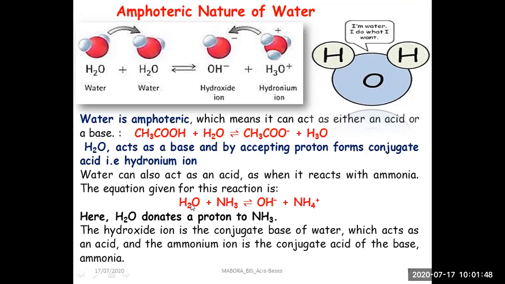If I go to another reaction where H2O reacts with ammonia to produce OH minus and the ammonium cation, you'll find that NH3 has accepted a proton from H2O and H2O is converted into OH minus, a proton donor. Therefore, water acts as an acid in this particular reaction. So water acts as an acid when it reacts with a base, and as a base when it reacts with an acid. So water can donate a proton as well as accept a proton, and therefore this behavior of water is called the amphoteric nature of water.